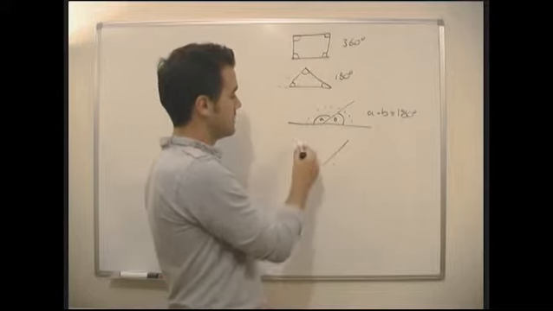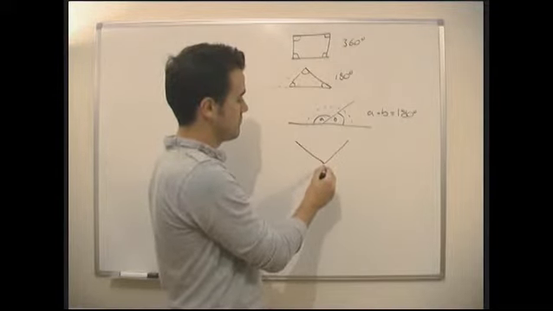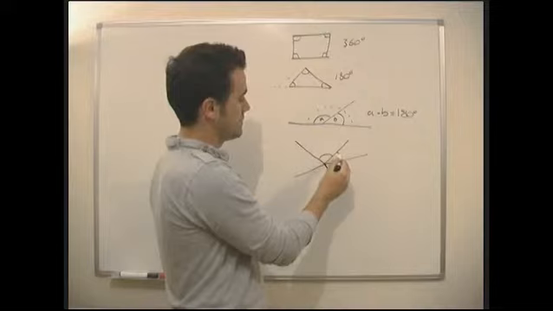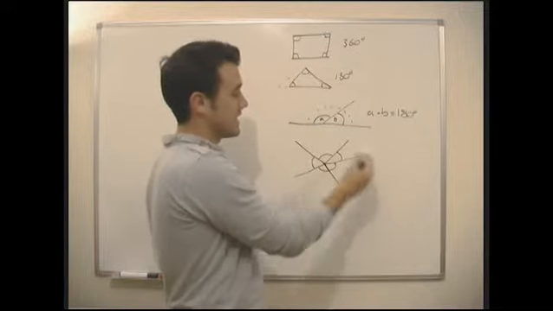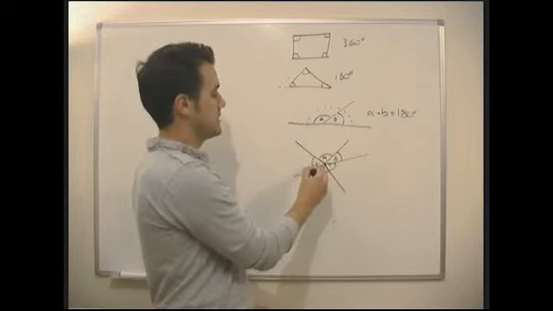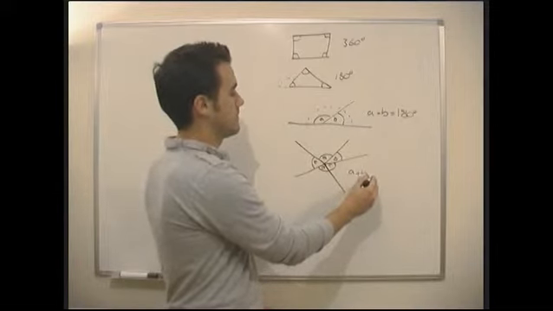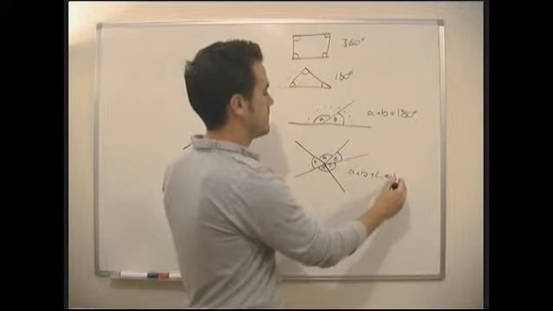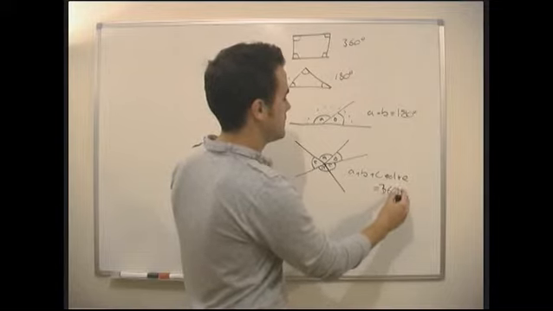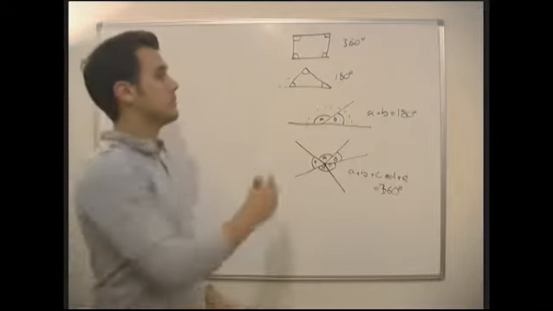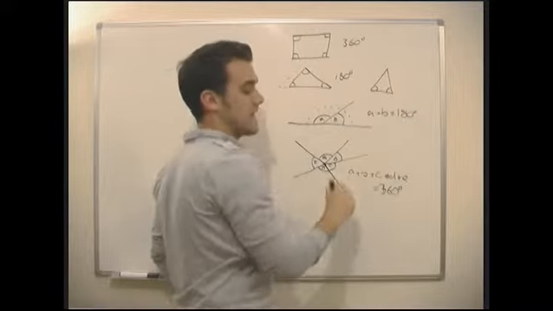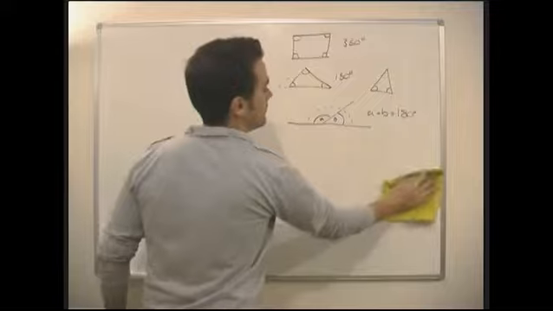Obviously, as well, if I had a load of angles like this, each one of these, when I add them all together, must add up to 360 degrees, so angles round a point, say, A plus B plus C plus D plus E must all add up to 360 degrees. Okay, we've got to remember as well with our triangles, we've got different types of triangles. So we've got our isosceles triangle, where the two angles here are the same.